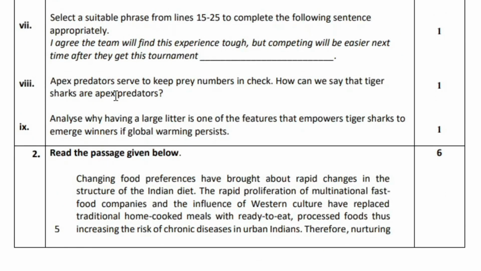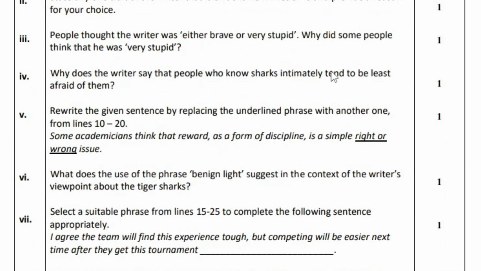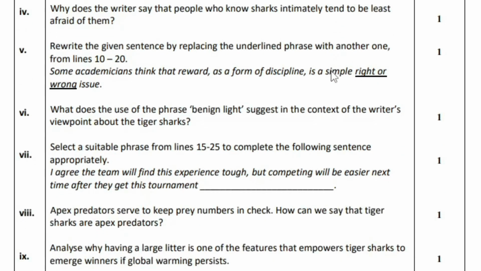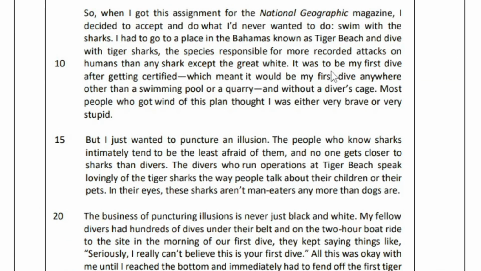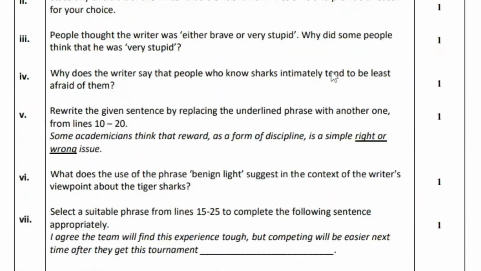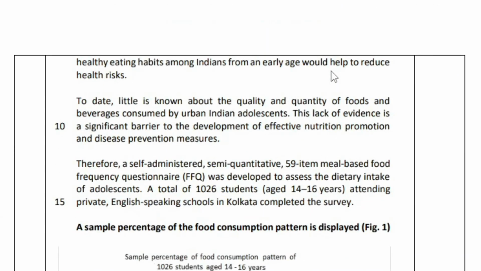And then question number 8, question number 9, analyze why having a large litter. Okay, right, fine. So these are all 1 mark answers. So you should not write more than 30 words, or within 30 to 40 words only you have to write answers. Don't write paragraph answers to these. So this is the first paragraph, which is a general paragraph about a movie. Now let us go to the second paragraph. That means you have two paragraphs.